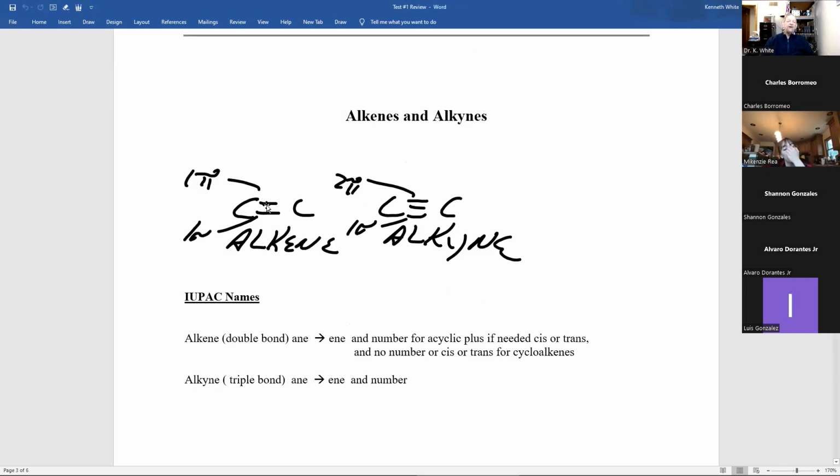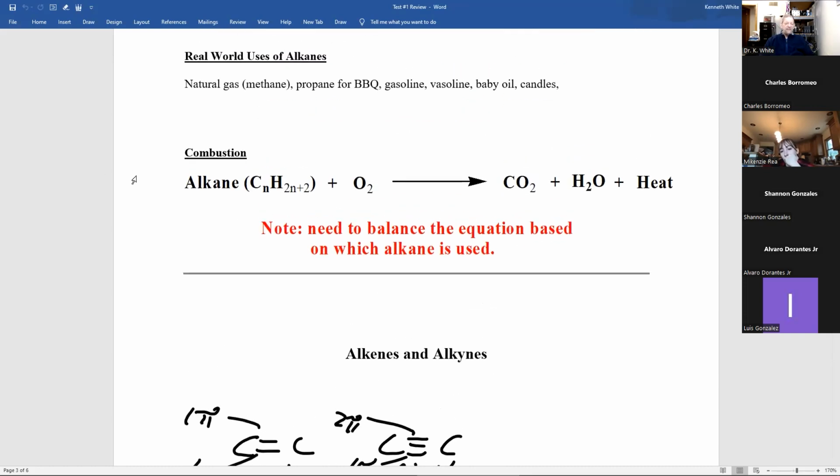All right, next, I skipped this. Here we have real uses of alkanes. Where would you find an alkane in your daily life? And would I ask a question like that? I did on test number 1. Methane, natural gas, propane for your barbecue, Vaseline, gasoline, baby oil, and candles all are alkanes or contain alkanes.